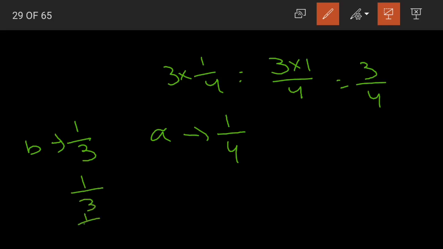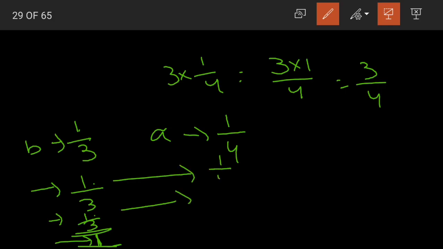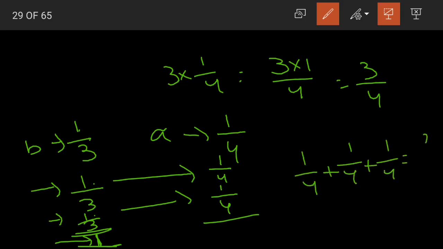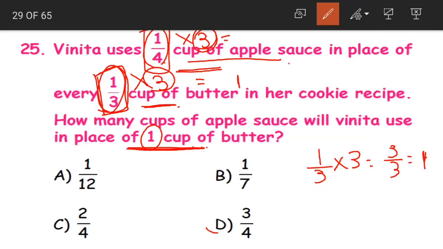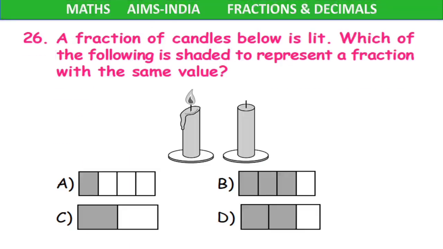Now here I have used 1/3 cups of butter 3 times, so that the total quantity I have used has become 1 cup of butter. In the same way, I have to use the applesauce also 3 times, right? 1/4 plus 1/4 plus 1/4. When I add these 3 together, I'll get 3/4 as my answer. Option D, 3/4 becomes my correct answer. Understood children?